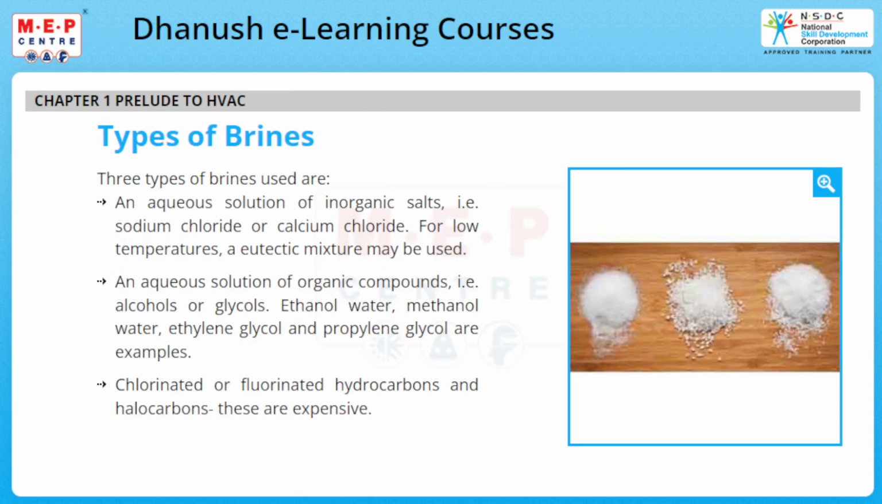Three types of brines used are: an aqueous solution of inorganic salts, that is, sodium chloride or calcium chloride. For low temperatures, a eutectic mixture may be used. An aqueous solution of organic compounds, that is, alcohols or glycols; ethanol water, methanol water, ethylene glycol, and propylene glycol are examples. Chlorinated or fluorinated hydrocarbons and halocarbons; these are expensive. Let's understand the factors to be considered when selecting a brine.